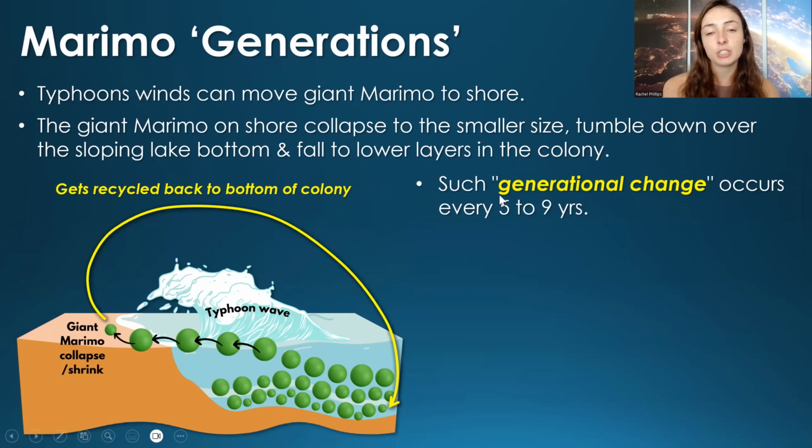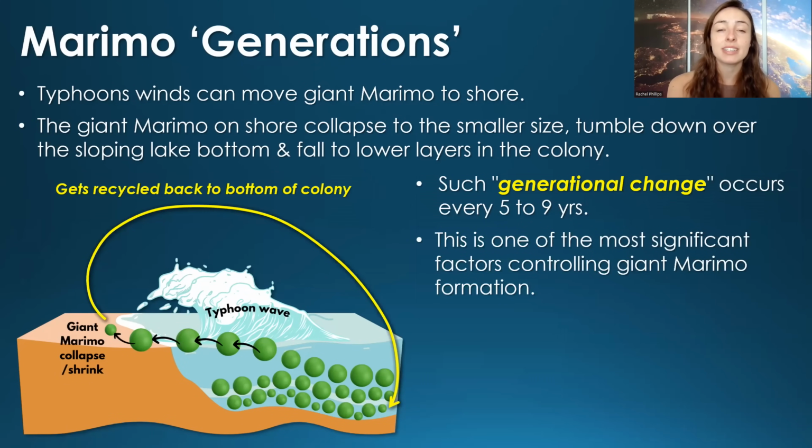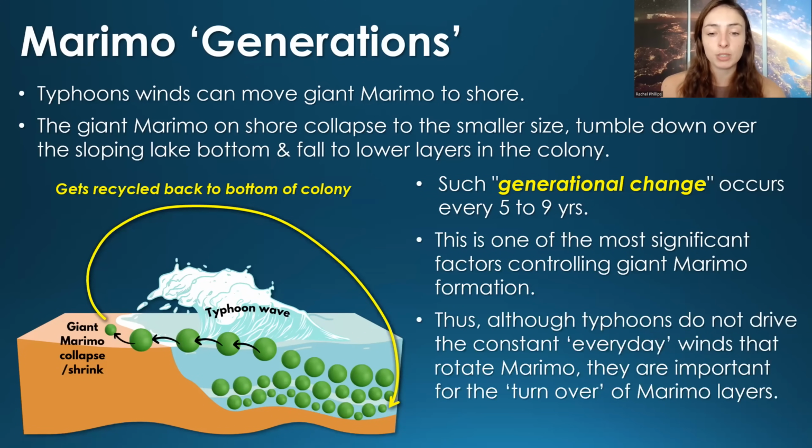This generational change occurs every 5 to 9 years in Lake Akan, and this is one of the significant factors controlling giant mossball formation. Thus, although typhoons do not drive that daily, everyday movement or rotation of the Marimo that maintains their spherical shape, they're super important for the turnover of Marimo layers within the larger colonies that they form, which leads to their self-sustaining cycles, or contributes to it at least.